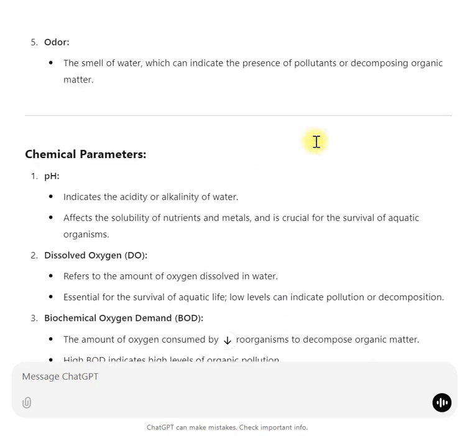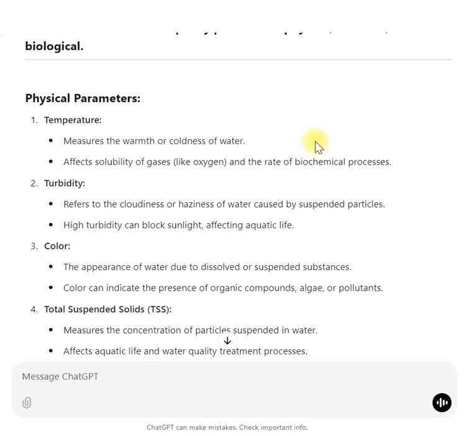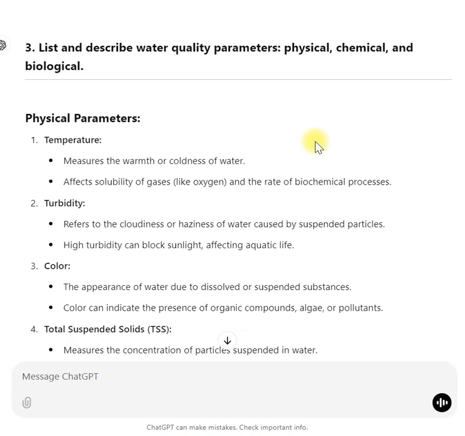3. List and describe water quality parameters: physical, chemical, and biological. Physical parameters. 1. Temperature. Measures the warmth or coldness of water. Affects solubility of gases like oxygen and the rate of biochemical processes. 2. Turbidity. Refers to the cloudiness or haziness of water caused by suspended particles. High turbidity can block sunlight, affecting aquatic life.